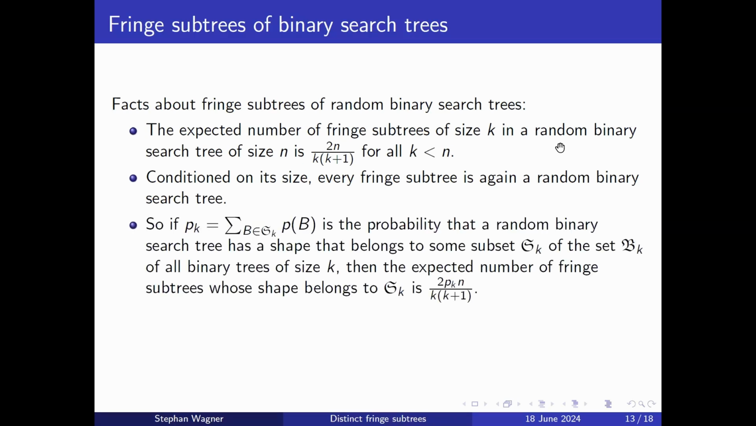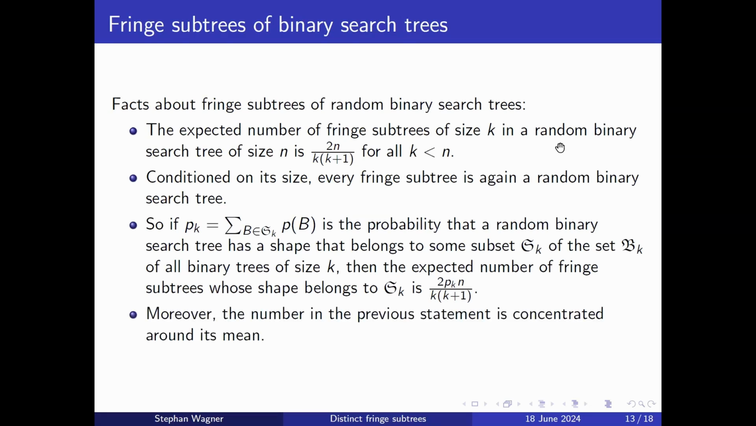So if you take any subset of shapes that you might be interested in, and let pk be the probability that a random binary search tree of size k has a shape that's in that subset, then the expected number of fringe subtrees whose shape belongs to that set Sk would just be expected total number times the probability that one of them is in Sk. So that's something we need. And then this quantity is also concentrated around its mean. That's another important aspect of it. These are the ingredients that are required for the proof.